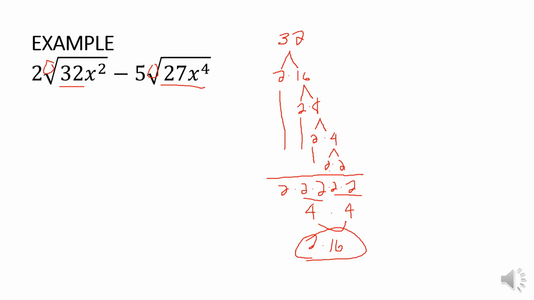Okay, next we have 27. So we will factor out 27 in which one of the factors is a perfect square number. So we will do a prime factorization. So 27 divided by 2 cannot be. 27 divided by 3 is 9. So 3 times 9. And the 9 is still factorable. So 9 divided by 3 is 3.